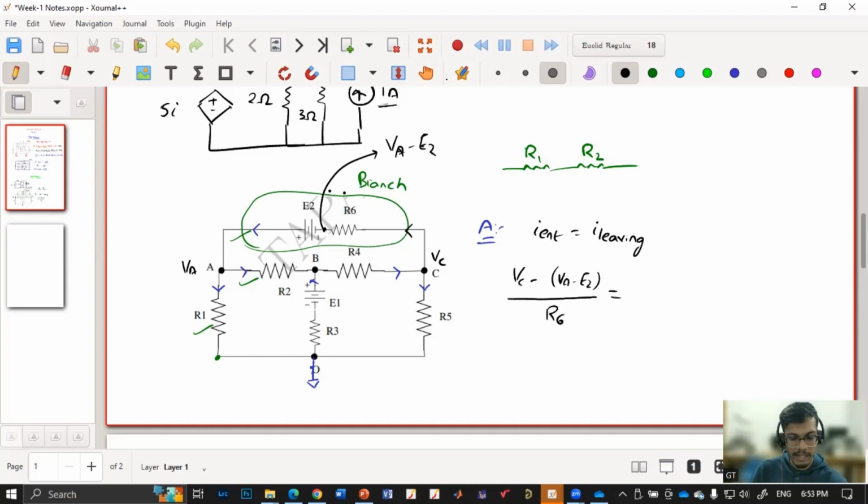So now the current is leaving in two different branches. Okay, so one is this branch, R1 branch, one is R2 branch. So in R1 branch, what is the current?